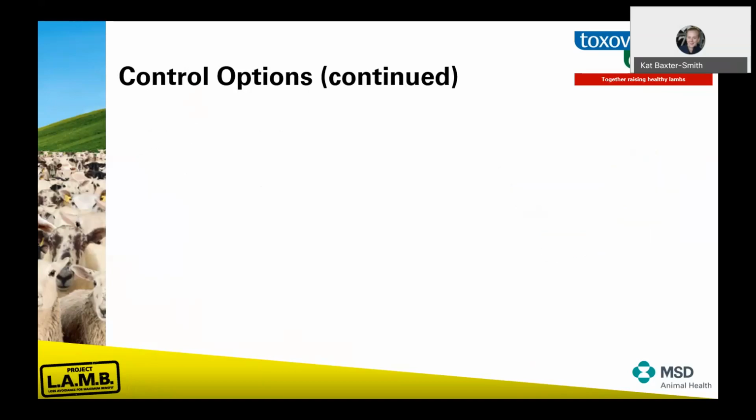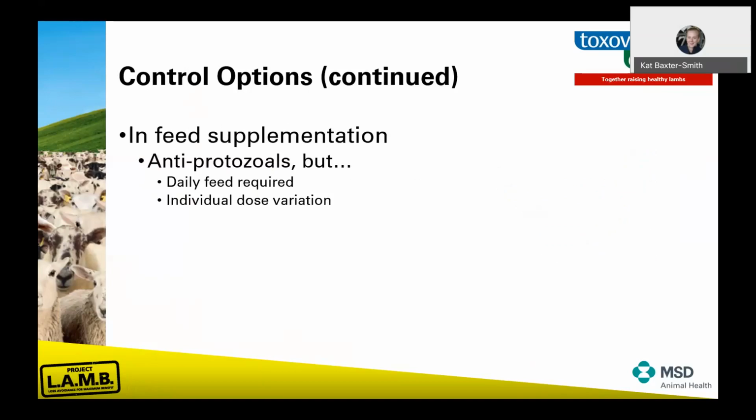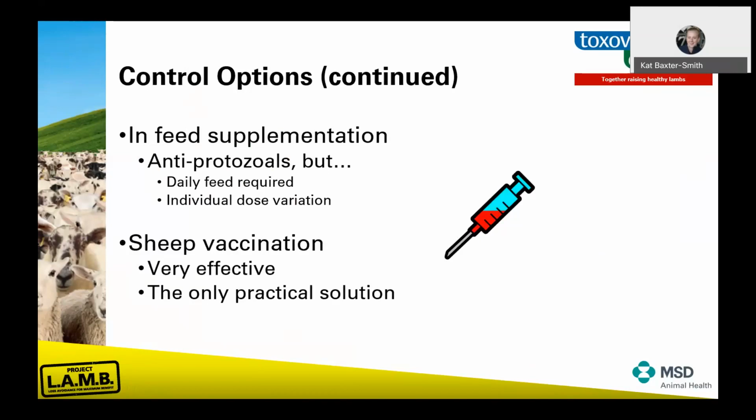What else can you do? Possibly you could give anti-protozoals in the feed, but this would need to be put in the food every day. Certainly we know that some sheep are greedy and would eat more than others, and some sheep would eat less. So it's very difficult to get the right dose without overdosing them. I don't think that's a very fail-safe way of controlling the condition, and it also ends up being quite expensive, probably more expensive than vaccination if you're having to feed it every single day. So sheep vaccination is effective and practical.